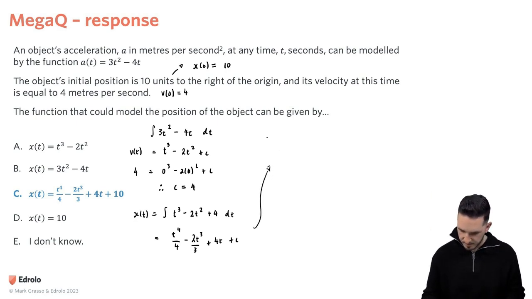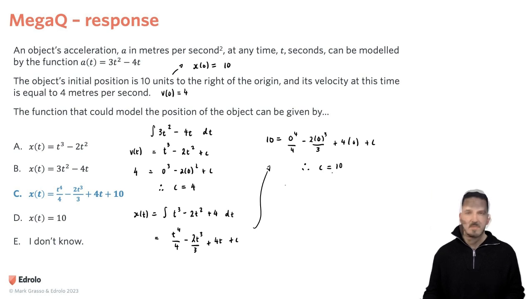So we have 10 is equal to 0 to the power of 4 on 4 minus 2 times 0 to the power of 3 on 3 plus 4 times 0, and then plus c. So therefore, c is equal to 10. And to write our final solution, we have x of t is equal to t to the power of 4 over 4 minus 2t cubed on 3 plus 4t plus 10.